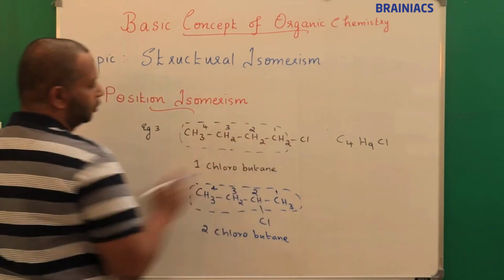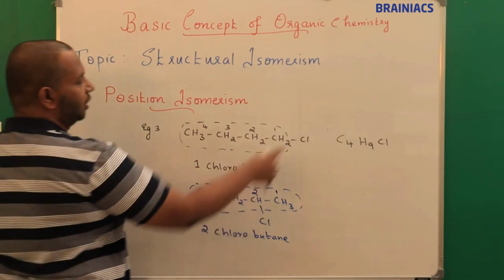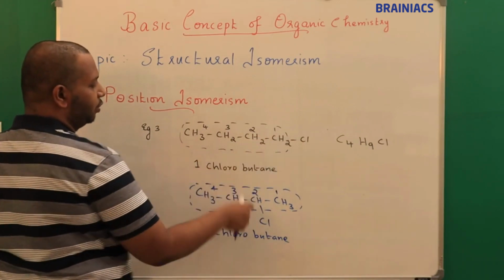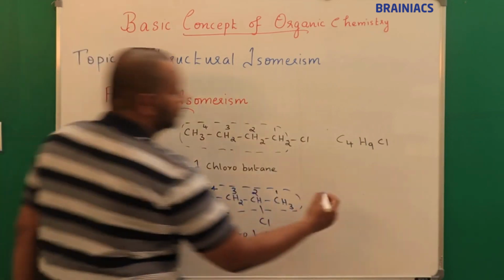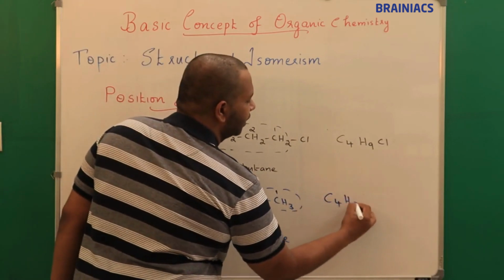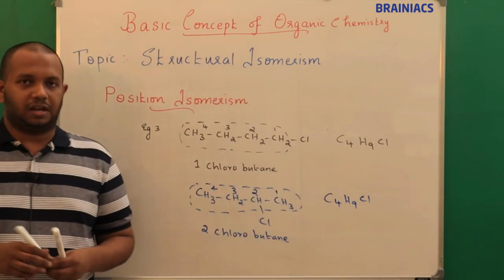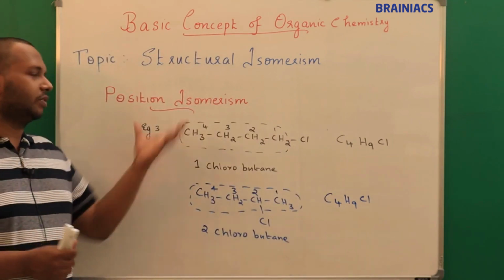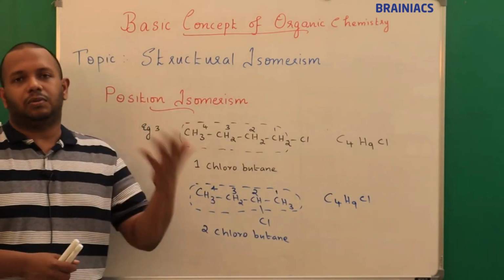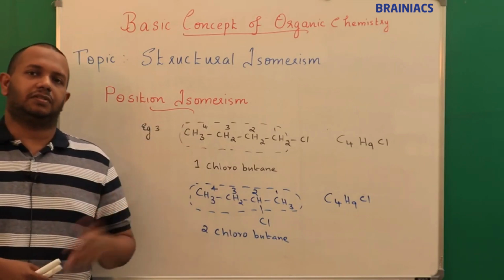So if you compare this one with this one, the parent carbon chain still remains the same. 4 carbon, here also 4 carbon. But the position of the substituent has changed from 1 to 2 here. Both are having the same formula, C4H9Cl. So this also comes under the category position isomers. I hope these two isomerism are clear for you. Now we will see the next isomerism in the next class. Okay.